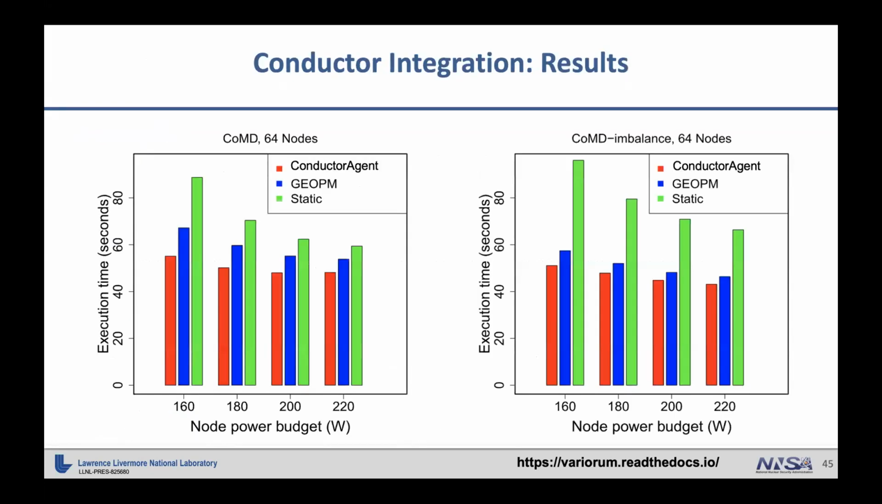So here is the end result for 2 applications, again, CoMD and CoMD imbalance. CoMD imbalance is just a load imbalanced version of CoMD, which is pretty regular. The 2 bar plots compare static uniform power allocation with 2 runtime solutions, GOPM and conductor agent. The y-axis is execution time, so lower is better. X-axis is power budget. So the blue bars correspond to legacy GOPM, and red bars show improvement with conductor agent. And you can see that with conductor agent, there is consistent performance improvement across different power budgets.